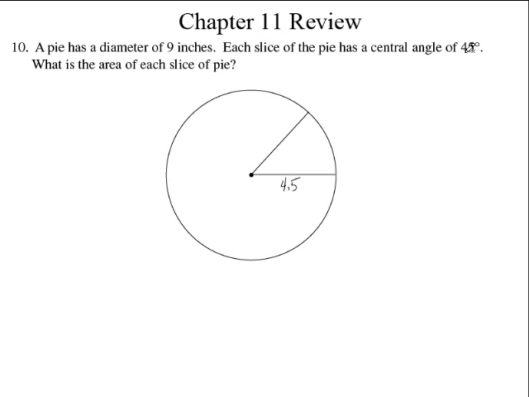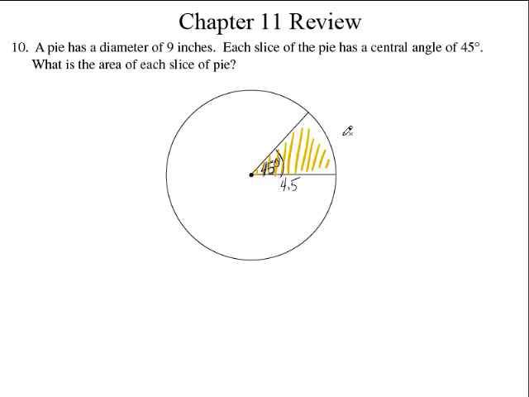Each slice of pie has a central angle of 45 degrees. So I've drawn that in here already. So that's 45 degrees. What's the area of each slice of pie? So what we're trying to do is find the area of just this sector, is what we call it. Oops, right over the 45, but I think you get the idea. Alright, so where do we go from here? Let me change my color back again. Okay, this is 45 degrees right there. Okay, that's a little bit better.